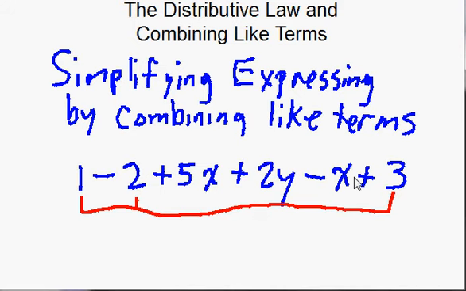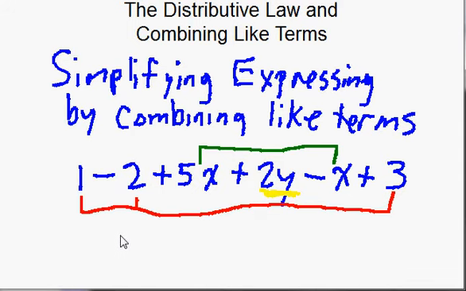What else can be combined together? Bonnie? 5x with the 2y? Nope, that's a no. I can't combine it with the 2y. With the negative x. Yeah, these two can be combined together. And then this one, this 2y, stays by itself. It has nothing to combine with.